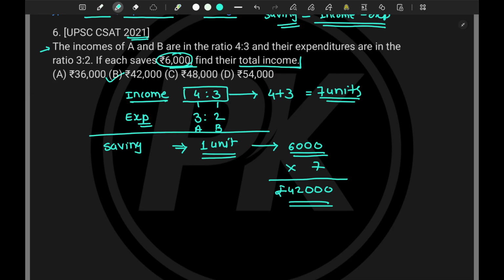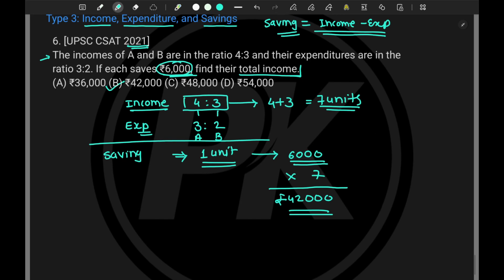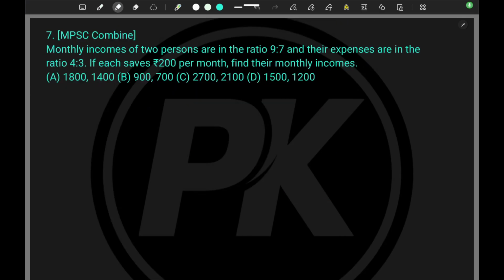See, the problem is very simple. It's just that in the examination, because of lack of revision, or because you take this topic as a very light topic, you will miss such an easy and quick problem. Okay, let's see a similar type of example. This problem was asked in the MPSC combined examination.